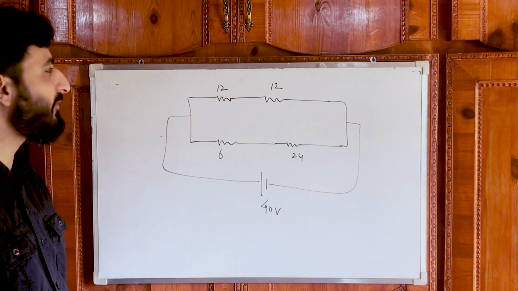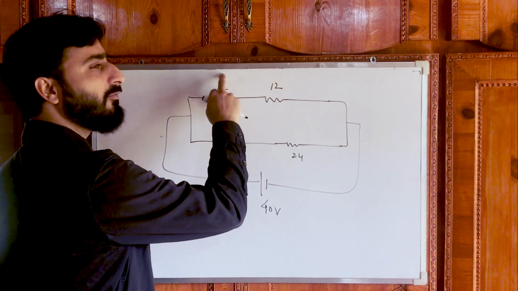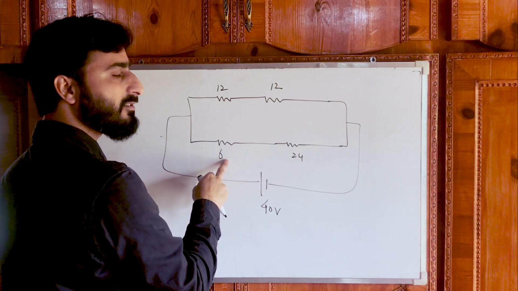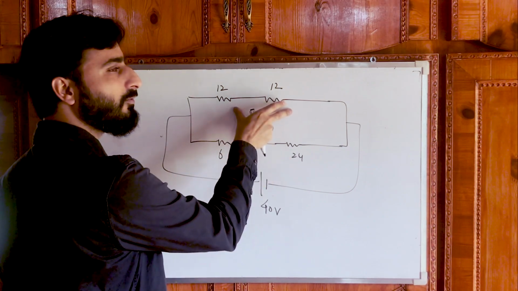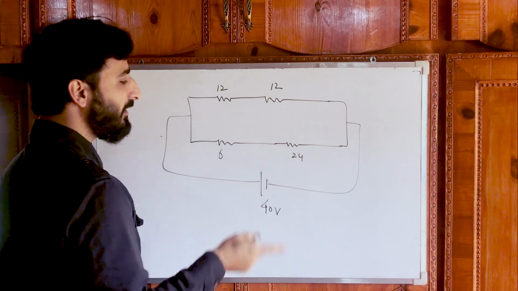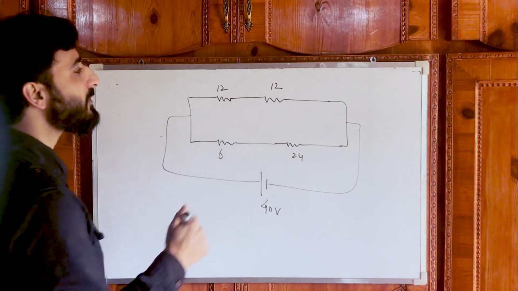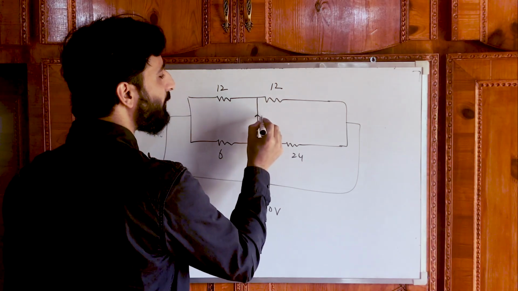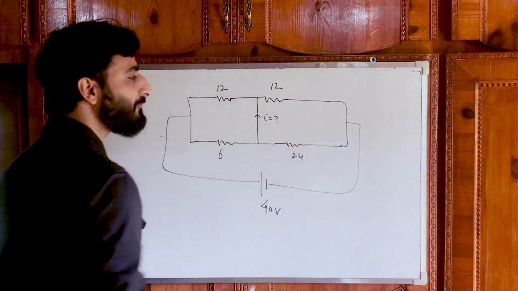Can we solve it? Yes, it's very easy. How? 12, 12, 24, 24 ohm, and this is 26, 24, 6, that's 30 ohm. 30 ohm parallel 24 ohm, and we can find the net resistance and the current. But let's suppose I am connecting these 2 points like this with a conductor, and I am asking you to find out the current through this conductor.